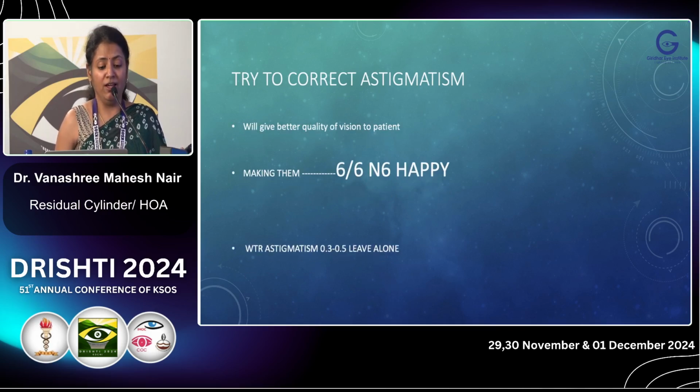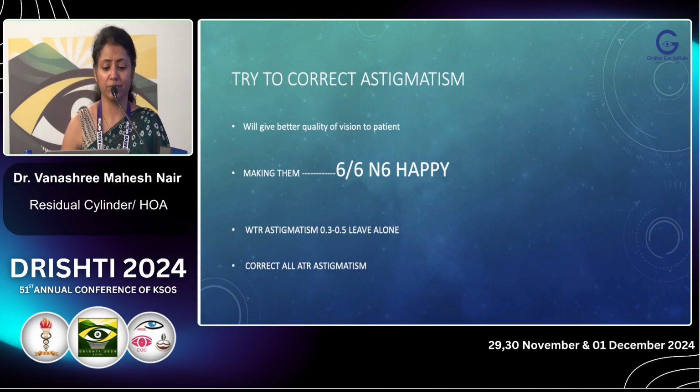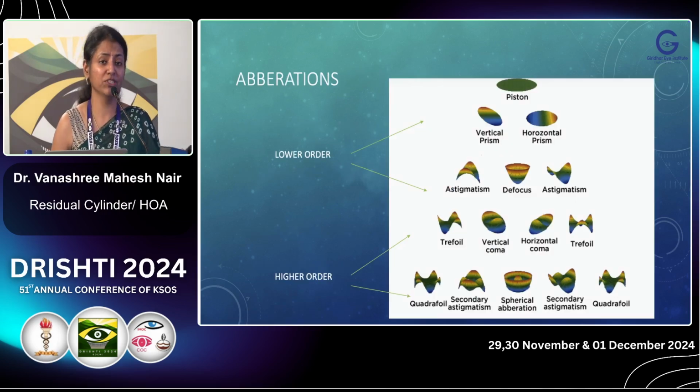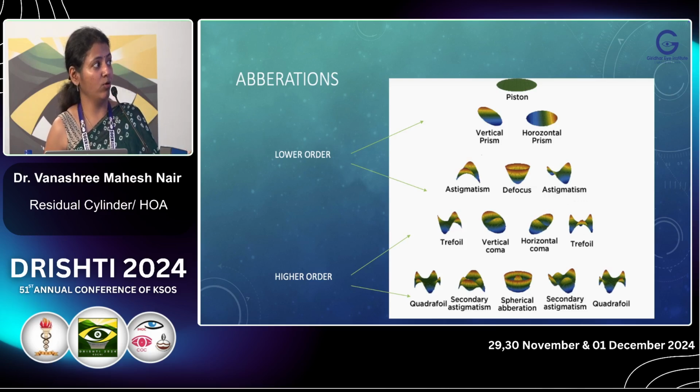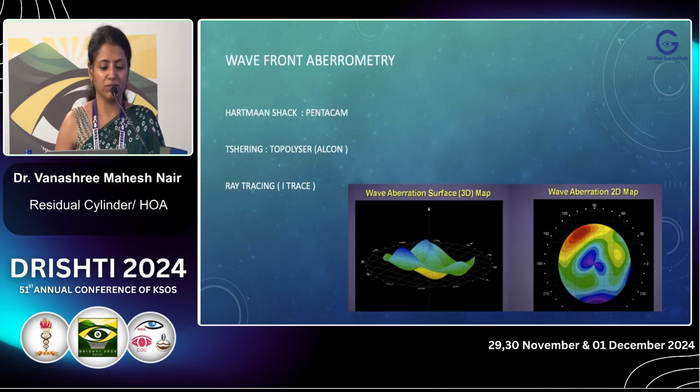happy. With the rule astigmatism, 0.3 to 0.5, you can leave it alone, but try to correct all against the rule astigmatism. Quickly coming to aberrations, that is your higher order aberrations. So we have dealt with the low order things, and now coming to the higher order aberrations, what are important is the coma, trefoil, and most important being the spherical aberrations for our patients.